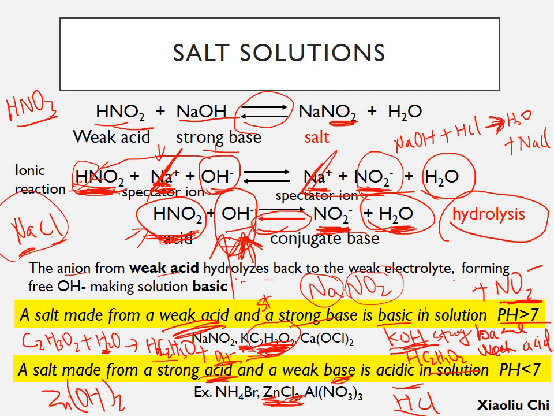Now what is the real reason for the solution to be acidic? It's because the chloride comes from a strong acid, so it's a spectator ion. It doesn't react with water. But the zinc comes from a weak base, so it will hydrolyze back. It reacts with water and goes back to the hydroxide, because it takes hydroxide from water, so you have hydrogen ion left. You generate extra hydrogen ion and make the solution acidic.